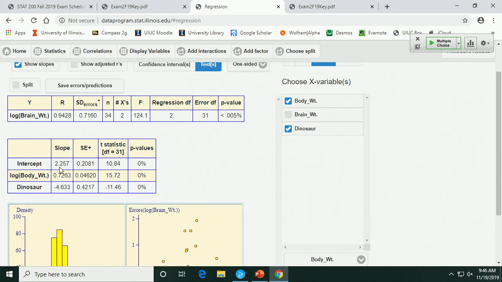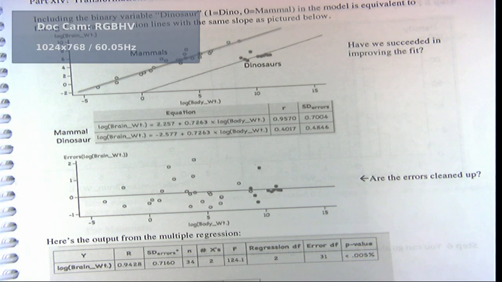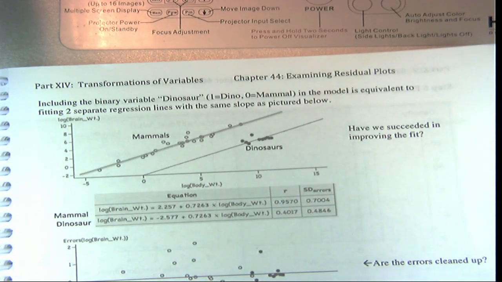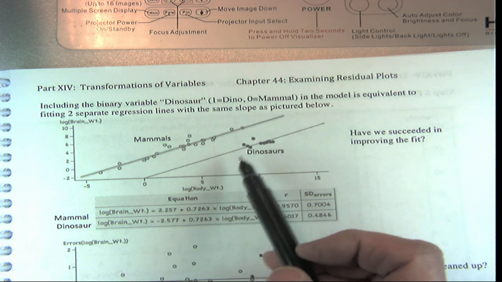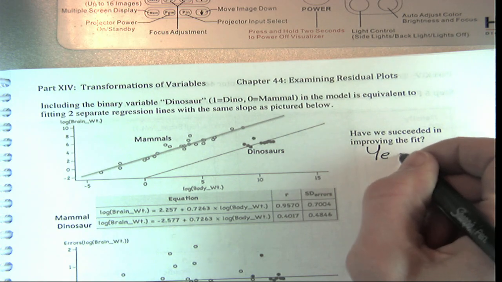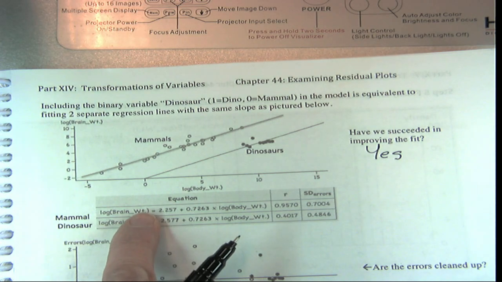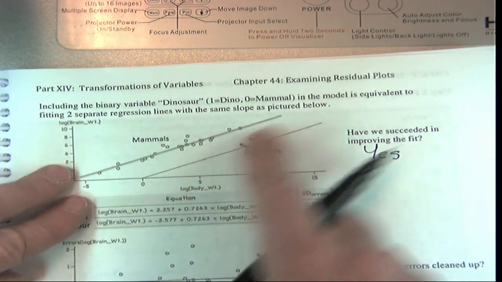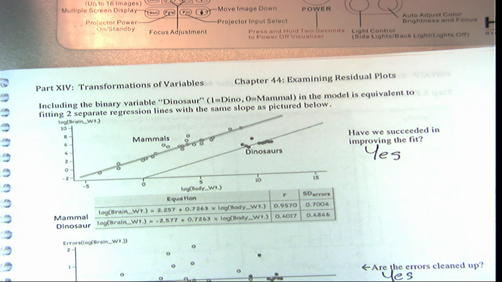Okay, so that's what we did in the notebook, and let's go back to that. All right, so here's what we did when we split them. Have we succeeded in improving the fit? Yes, very much so. And now, we've got these two regression equations here, and the errors are nicely cleaned up. And you can see the histogram of the errors on the next page.